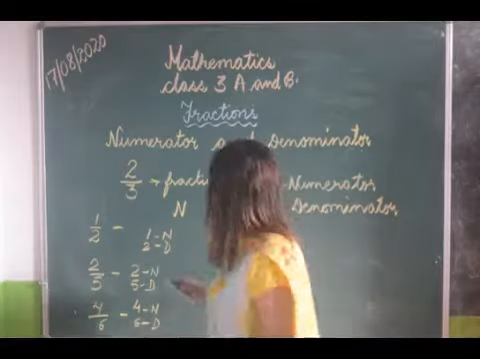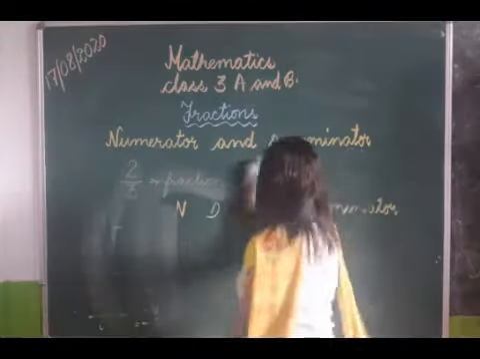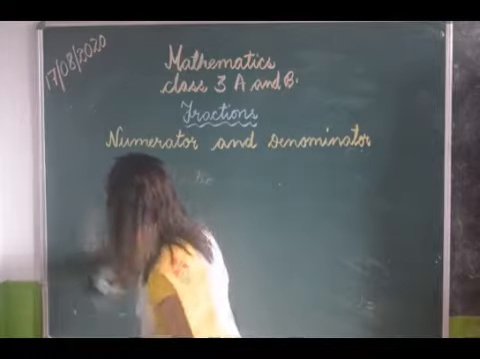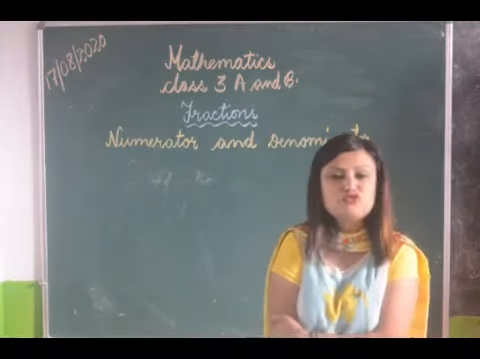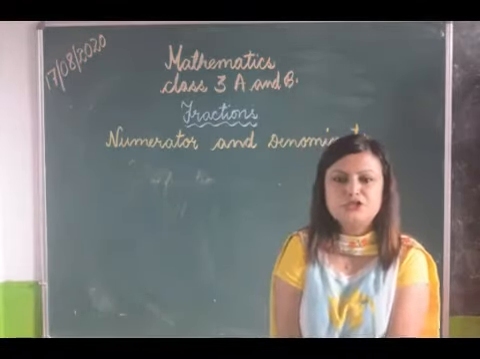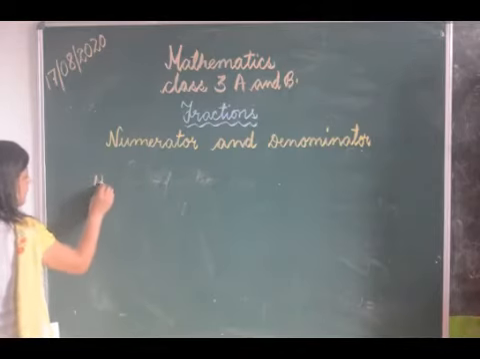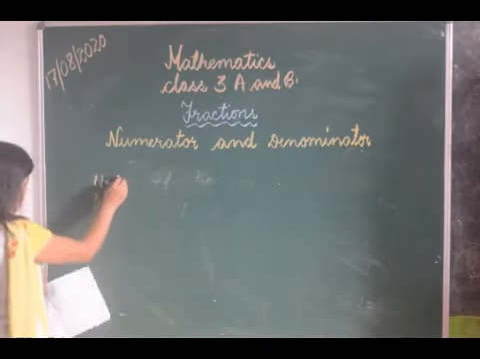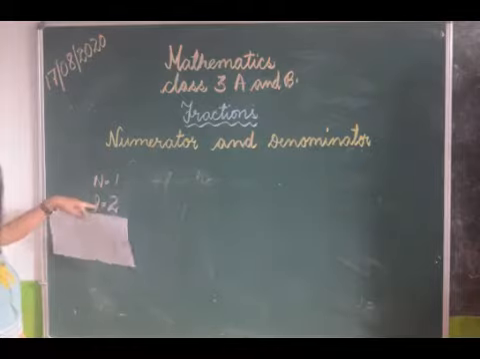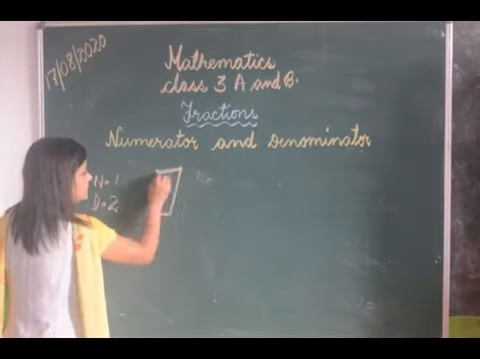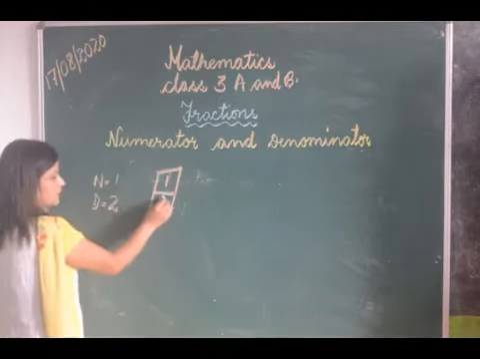Did you understand? Now again, I will be teaching you more about numerator and denominator. Children, please look at the board. I hope you have understood the difference between numerator and denominator. Now next, we are going to write a fraction whose numerator and denominator is given. Numerator is 1 and denominator is 2. When we have to make a fraction with this given numerator and denominator, how do we make it? This is the fraction bar. Numerator always above and denominator always below, 1 by 2.